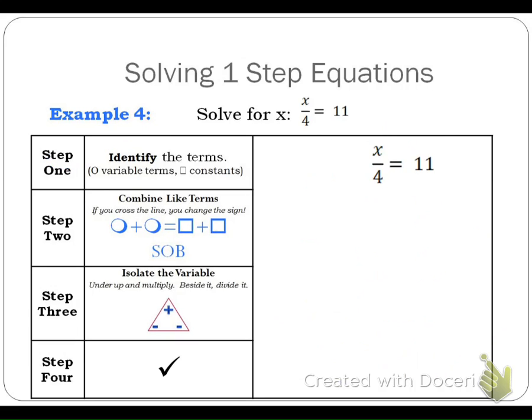Alright, try example 4. Push pause and then push play when you're ready to check. Hopefully even in the last one when you plugged your answer in and checked it, if you made a mistake you were able to catch it before you even watched the video.